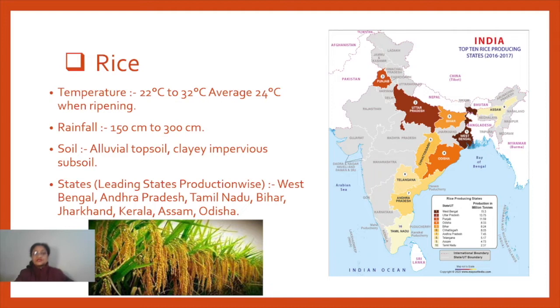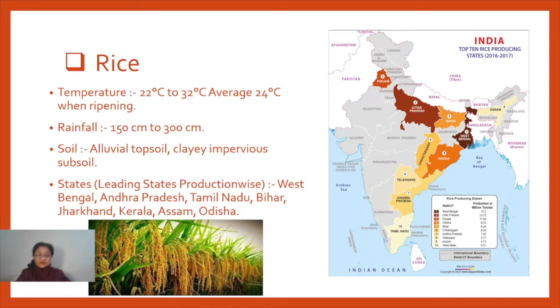rice cultivation or jute cultivation, which need water in the field for a long time, can be grown well in these areas. So the basic requirements are temperature, rainfall and soil. Keeping this in mind, if we say that the northern plains of India altogether are important for rice cultivation, it is always correct.